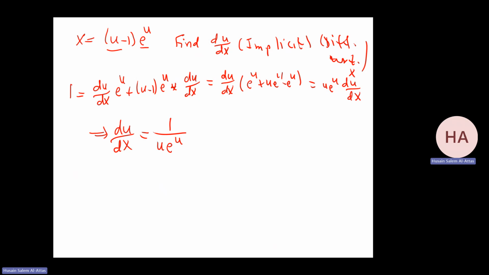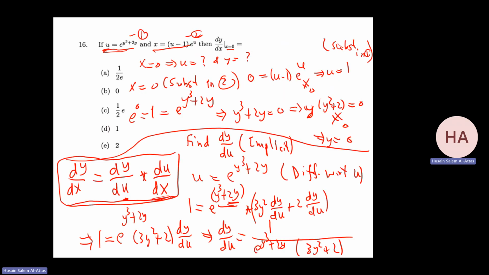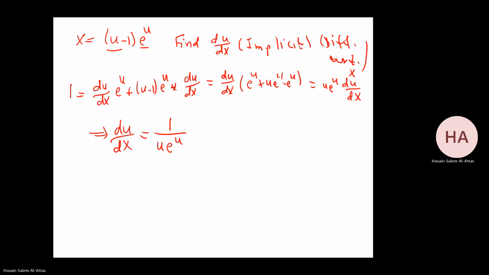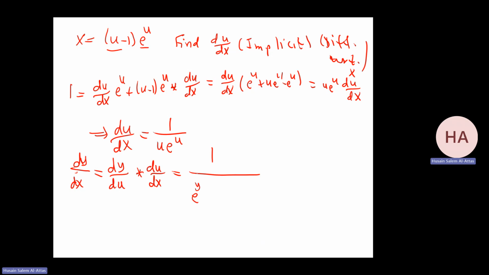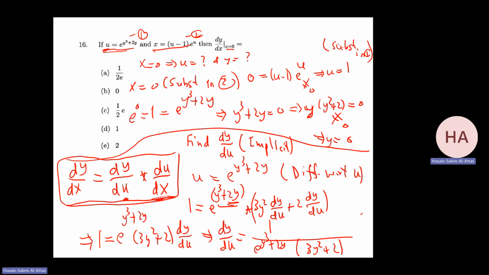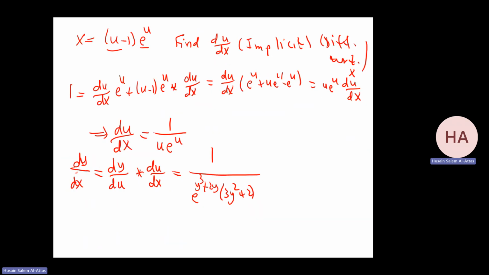Okay, now I need to combine everything. I have dy over dx is this. I need to combine it now. dy by dx will be dy by du times du by dx. dy by du is 1 over e to the power y cubed plus 2y, times 3y squared plus 2. Check. Yeah, this is dy by du. du by dx is 1 over u e to the power u.